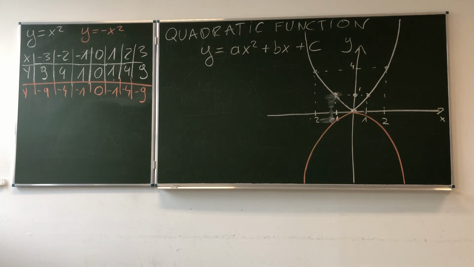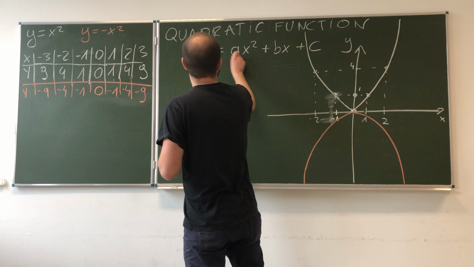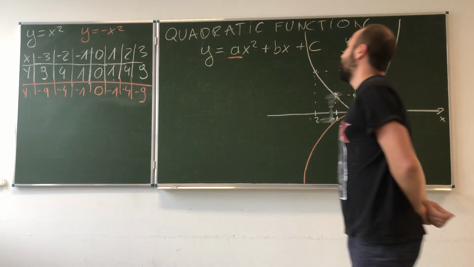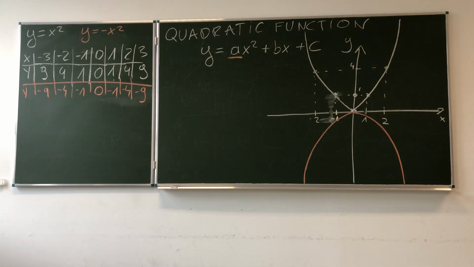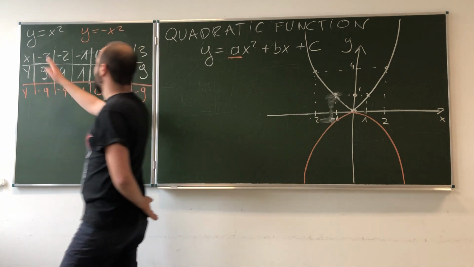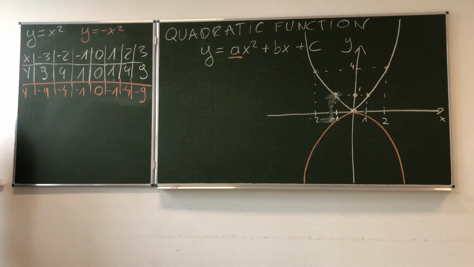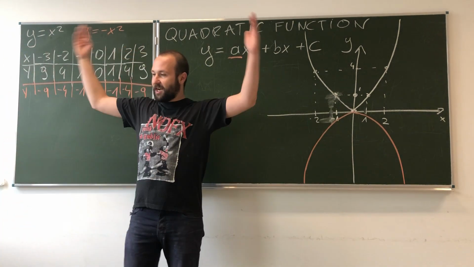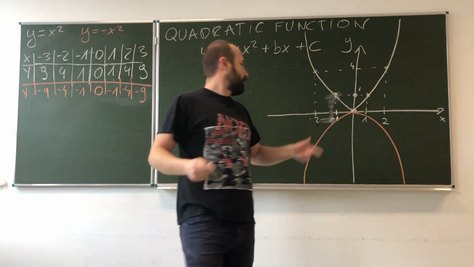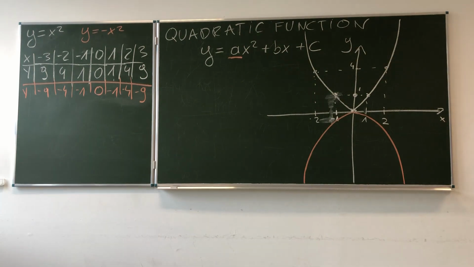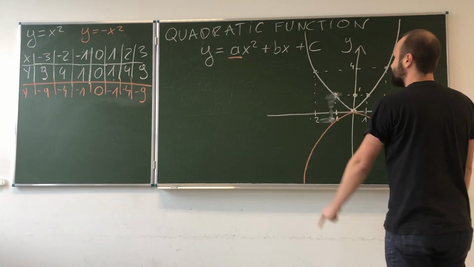What is important to remember here is that it gives us a very clear indication of what a brings about for a quadratic function. Every time a is above 0, so if a is positive, we will have a parabola with hands up. Every time we have a minus in front, we will have a parabola with hands down.